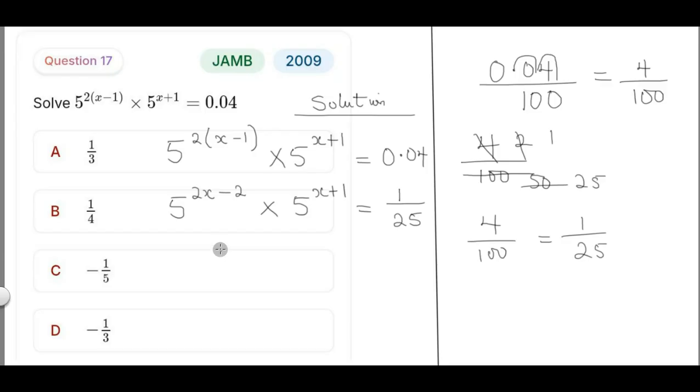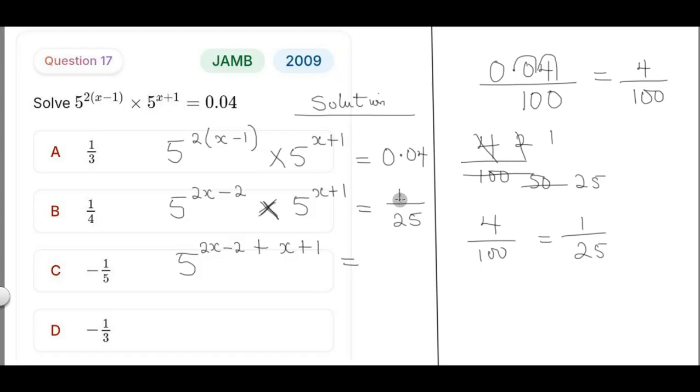Having done that, the next thing I'm going to do, since I have multiplication here, is to apply the multiplication law of indices. Since I have 5 raised to the power of 2x minus 2 times 5 raised to the power of x plus 1, I'm going to apply the multiplication law. By applying the multiplication law, I will take one of the root number, which is 5, and then I will add the powers. So this is 2x minus 2, plus x plus 1, equal to.